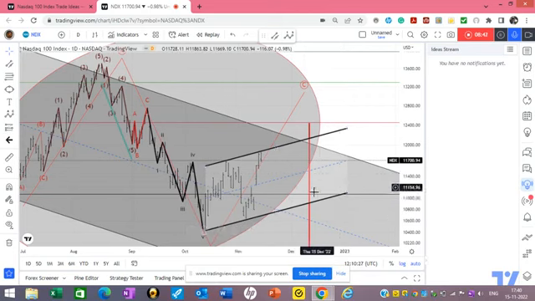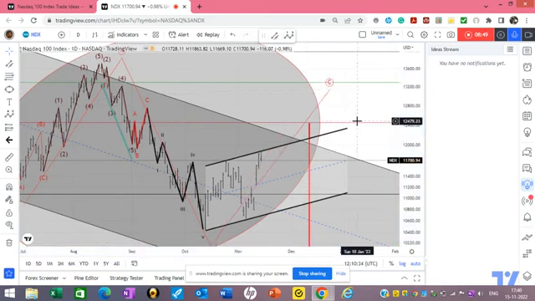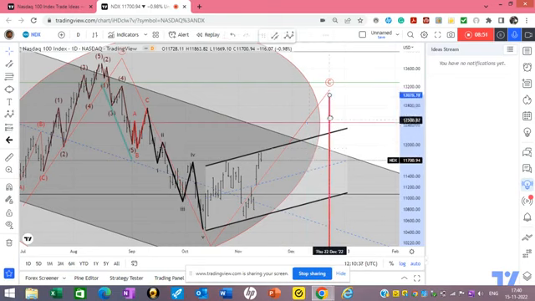But there would be an impulse wave. This bear market rally in form of wave C should occur. So this is what my expectation is for Nasdaq.